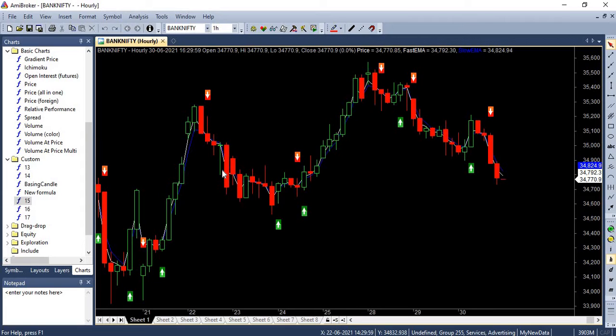This may look like a very simple strategy on paper, but it is a very effective strategy, especially when it comes to algo trading. So moving on to the buy condition, we will buy when 2-period exponential moving average crosses above 3-period exponential moving average. And we will sell when 2-period exponential moving average crosses below 3-period exponential moving average. So this is very simple and straightforward strategy.